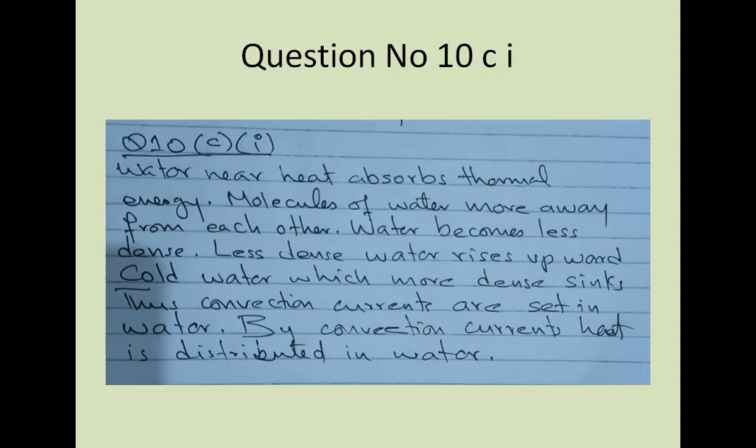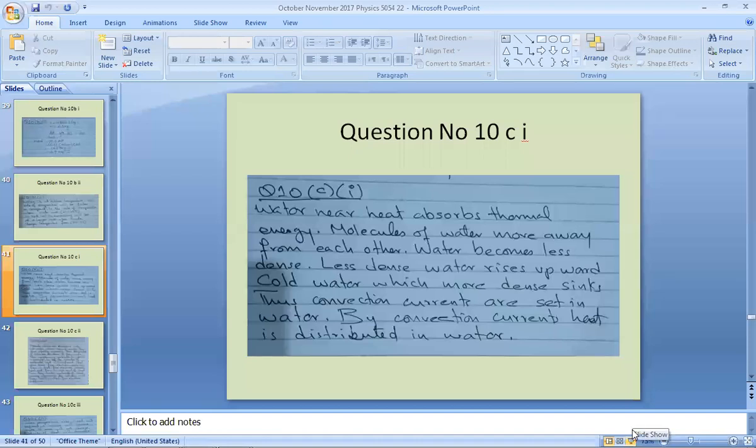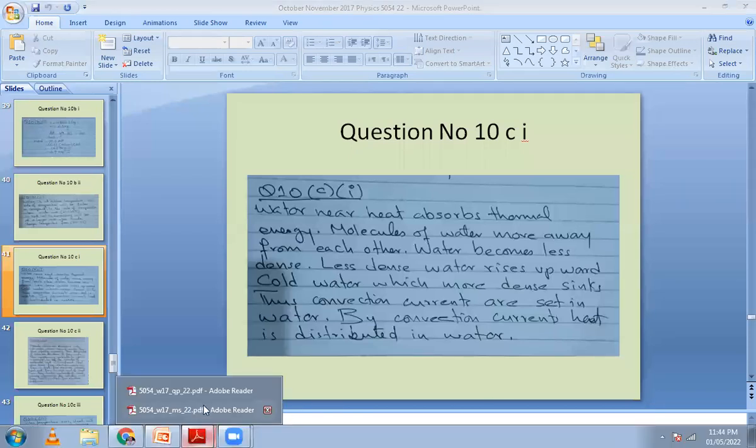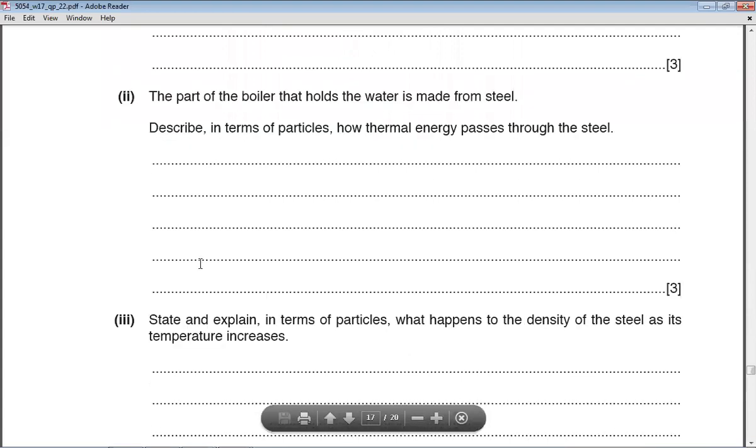Hopefully, you understand, and you will be able to write an answer which can score 3 out of 3 marks for you. Okay, so let's move to the next part. The next part is also of 3 marks. He says the part of the boiler that holds the water is made from steel. Describe in terms of particles how thermal energy passes through the steel.